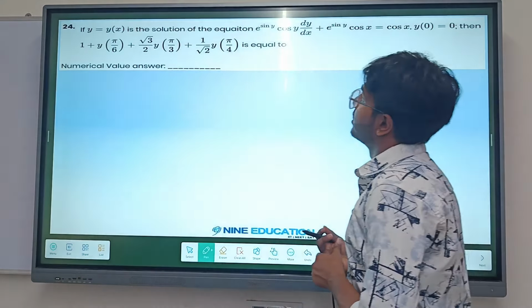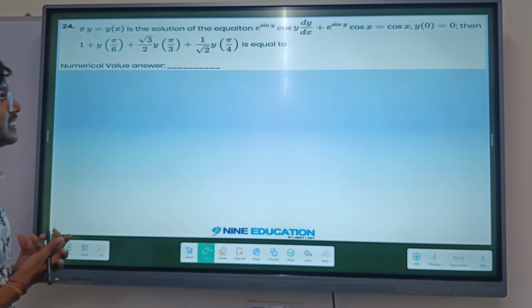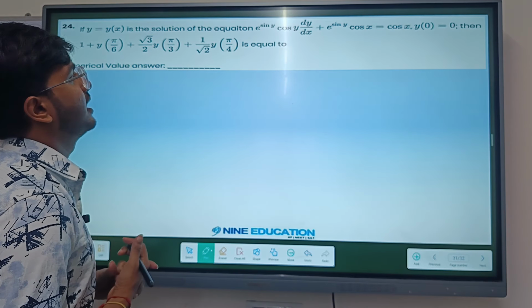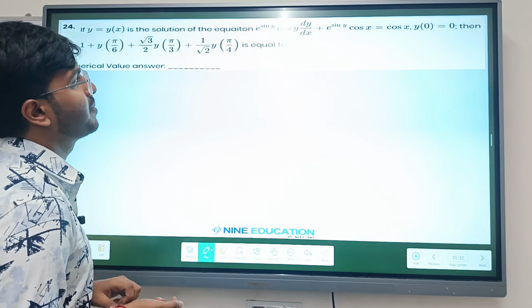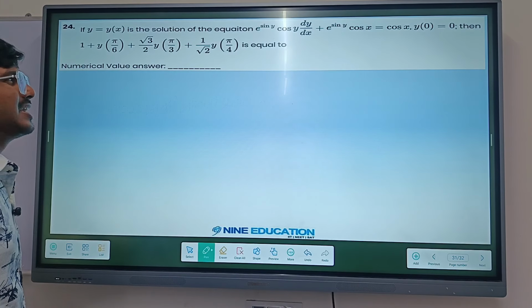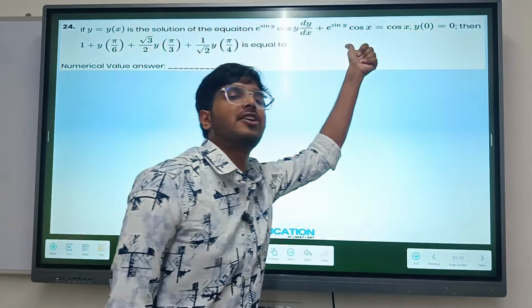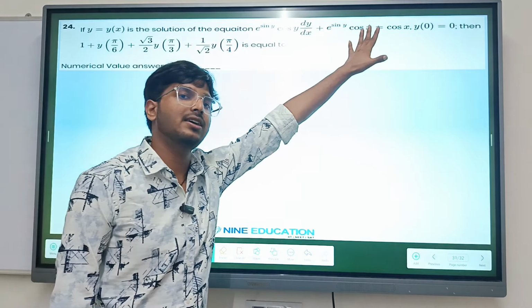Alright, 24th question on differential equation. We have to find the solution of e power sin y cos y dy by dx plus e power sin y cos x is equal to cos x. Now, e power sin y cos y dy is the differentiation of e power sin y.